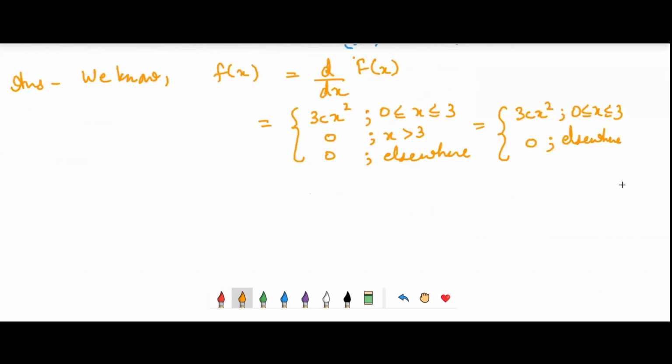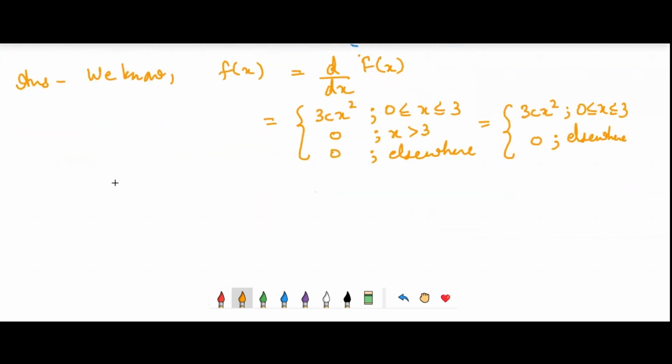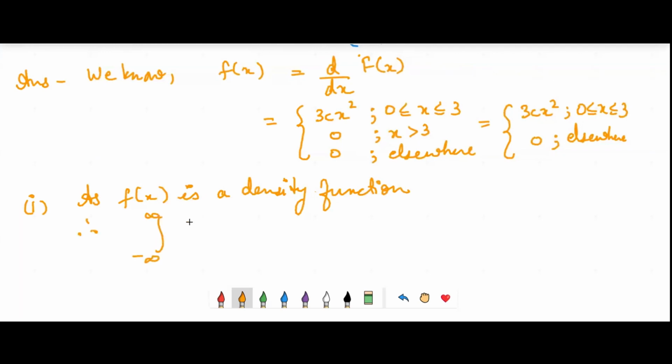Now, after calculating the CDF, we move ahead to the first part where we need to find out the constant value C. Now, as fx is a PDF, a density function, therefore the integral from minus infinity to infinity fx dx has to be equal to 1.